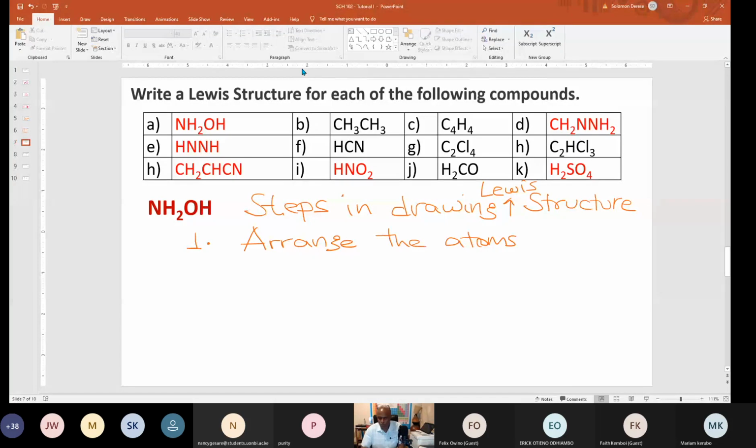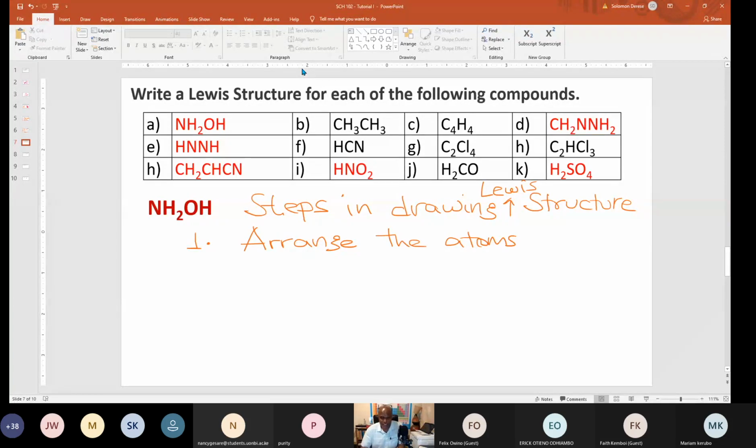Two, when you are surrounding either carbon, nitrogen, oxygen, etc., as a first approximation, you should not surround them by atoms more than the number of bonds they usually form. For example, nitrogen forms 3 bonds, as in the case of ammonia. So when you are surrounding the nitrogen by other atoms, as a first approximation, you should not surround the nitrogen by more than 3 atoms.